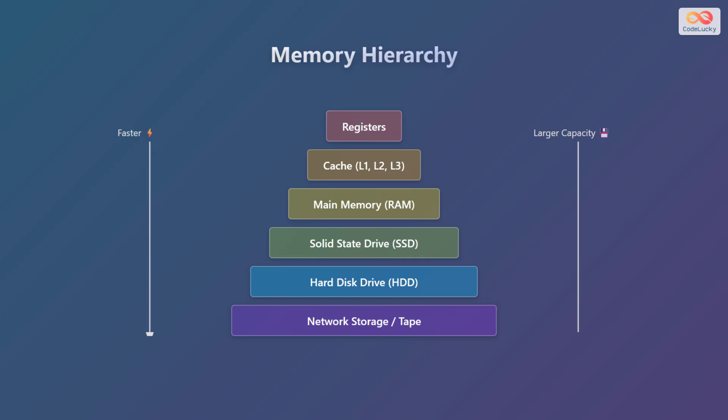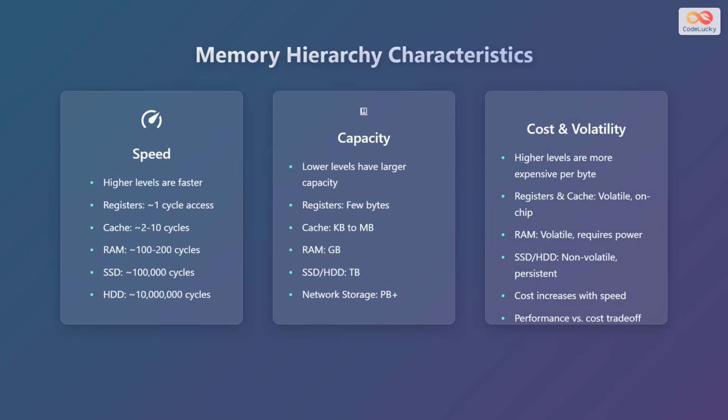As we move up the hierarchy, the speed increases but the capacity decreases. Conversely, as we move down, the capacity increases but the speed decreases. Now let's dive deeper into the characteristics of the memory hierarchy.